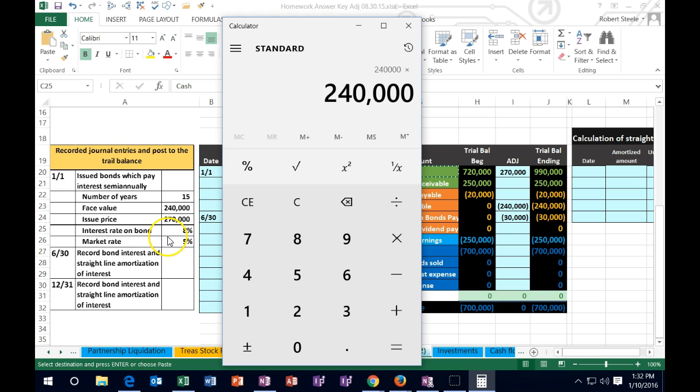We're going to multiply that by the other thing that was written in stone on the piece of paper, and that's the interest on the bond. It's not the market rate. It's going to be the interest that's been written on the bond. We couldn't change that. That's why we had to issue it at a different price than the face amount. Therefore, we're going to multiply it times, in decimal, 0.08, and enter. So we have 19.2.